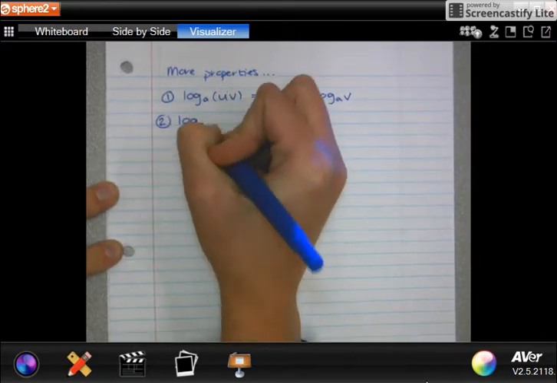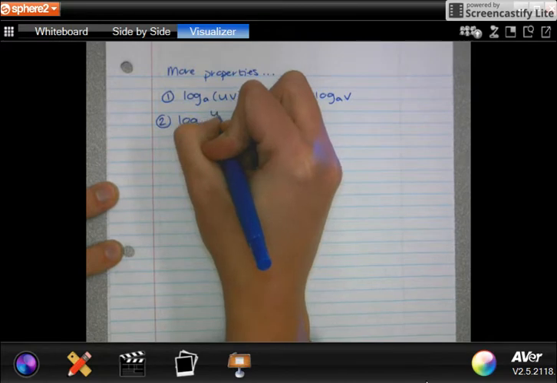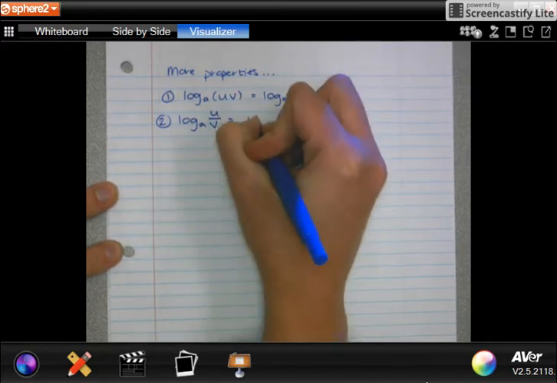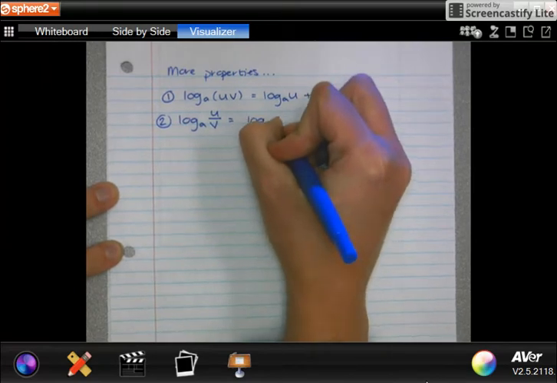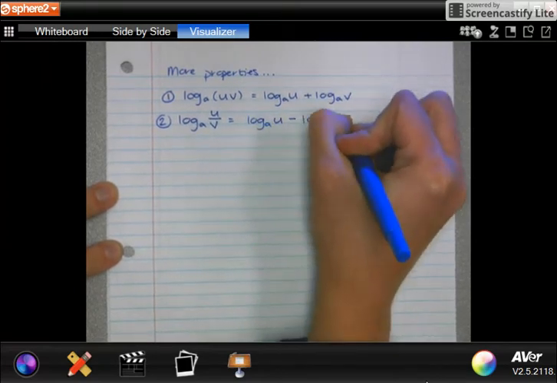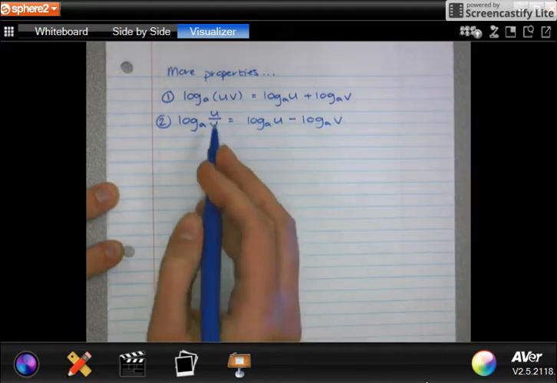If you have two things being divided, so log base A of u divided by v, that can again be expanded into log base A of u. This time it's subtraction of log base A of v. You're subtracting the one that's on the bottom.